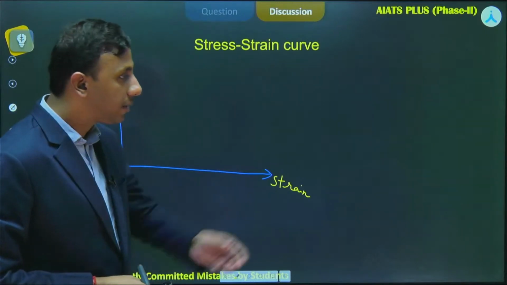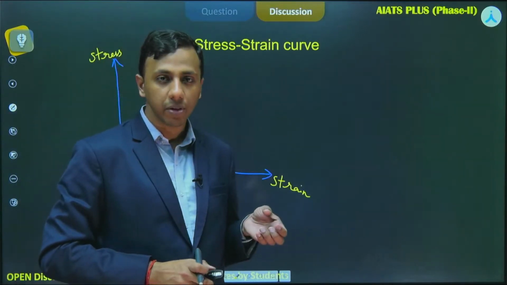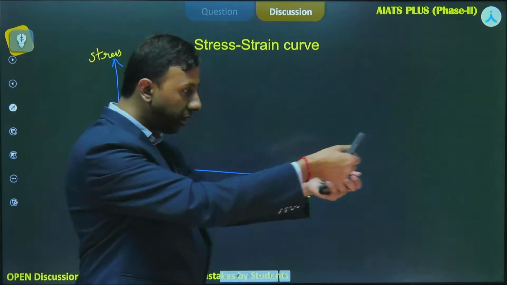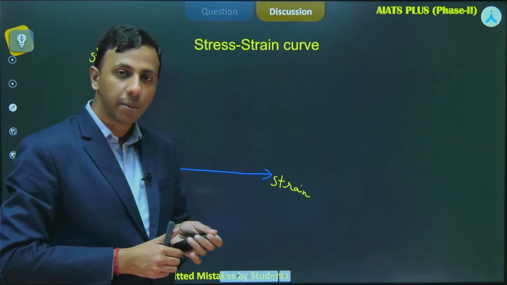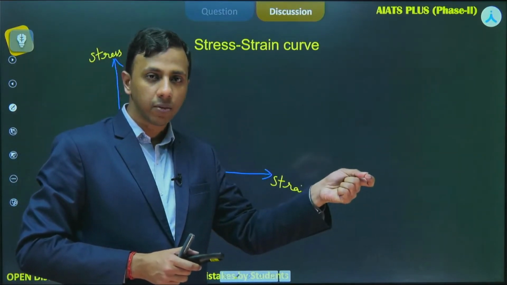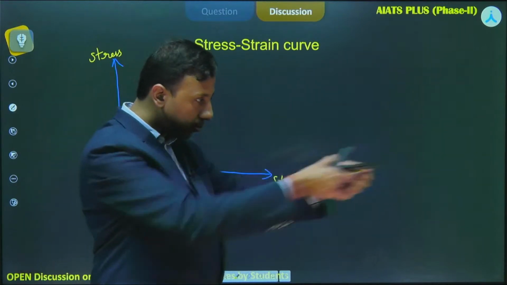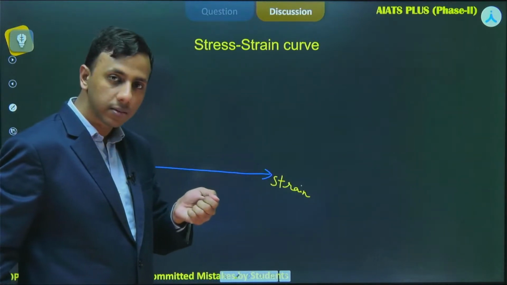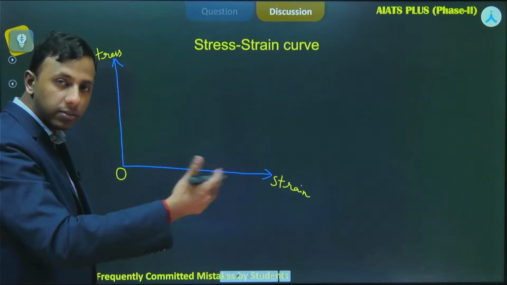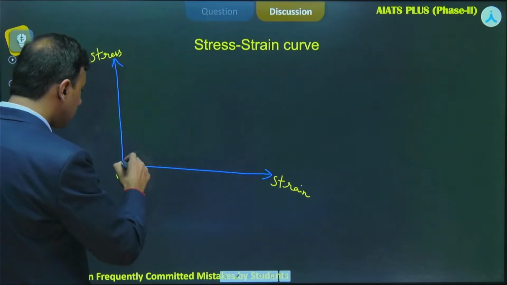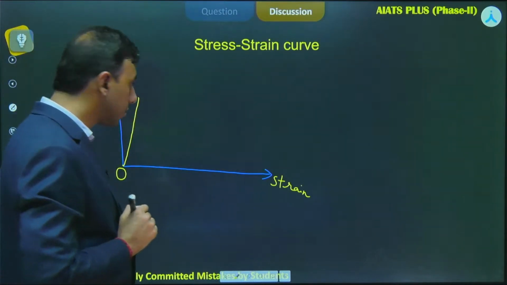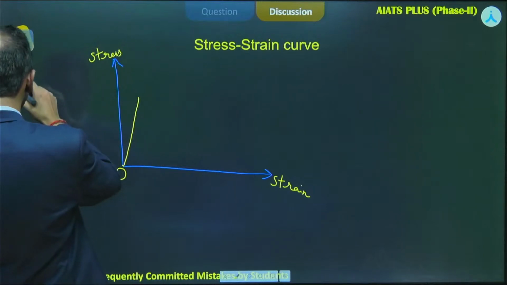Let's say this is a rod I am having. This is a metal I am having. I am putting a force, pulling that rod in this way. What will happen if I am pulling it perpendicular to its cross-sectional area? It will elongate, isn't it? Initially, as I increase the stress, the strain will increase, so it would be a straight line like this.